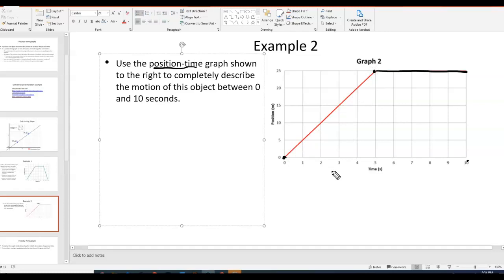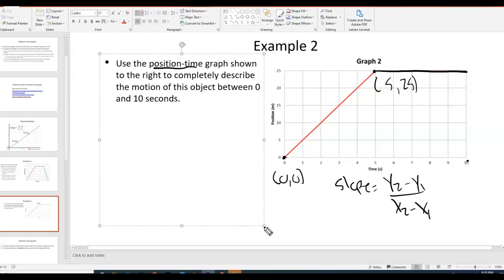Okay, so if I want to find what that velocity is, then I need to find the slope. Because on a position time graph, the slope represents the velocity. So I pick 2 points, 0, 0 and 5, 25. I use my equation for slope. Slope equals y2 minus y1 divided by x2 minus x1. And I go to plug in. It's going to be 25 minus 0 divided by 5 minus 0. And if you calculate that out, you should get 25 over 5, which is 5 meters per second.